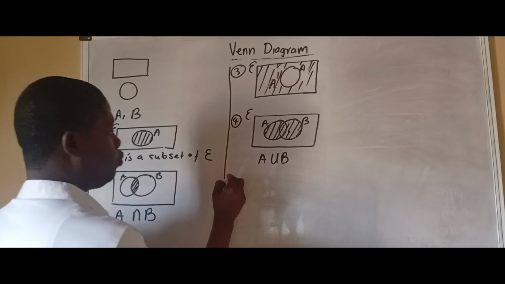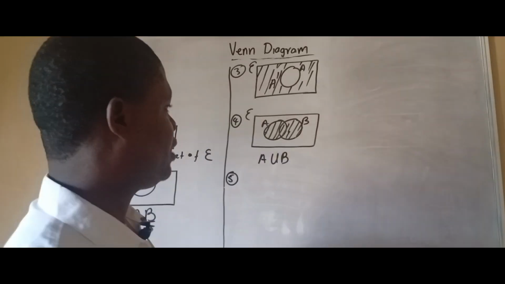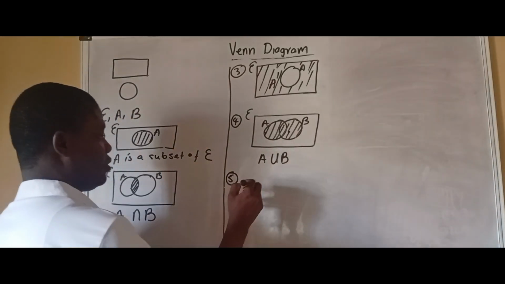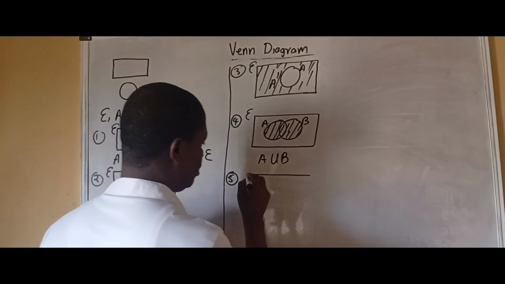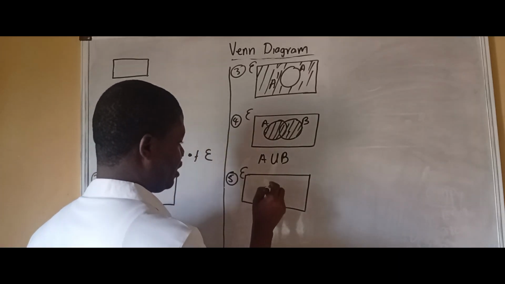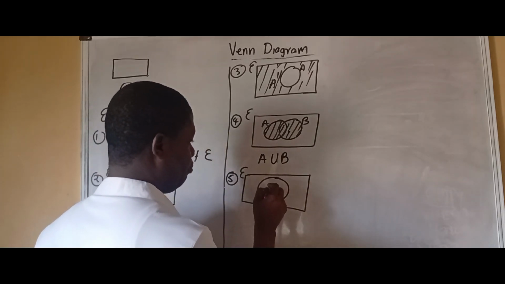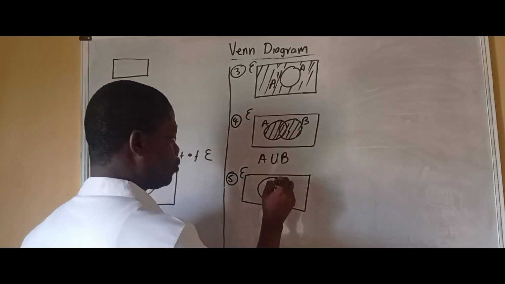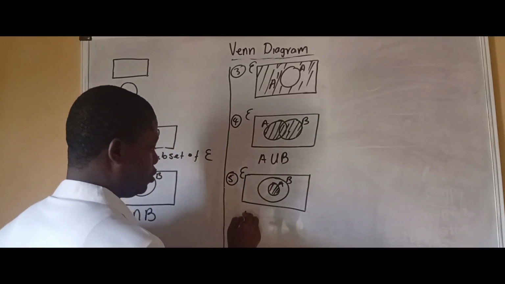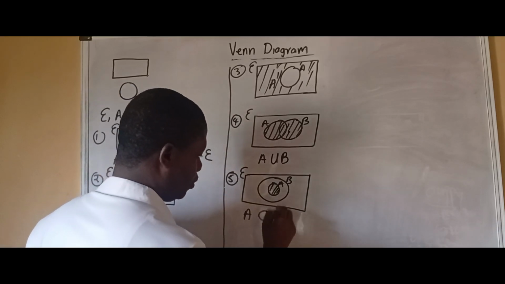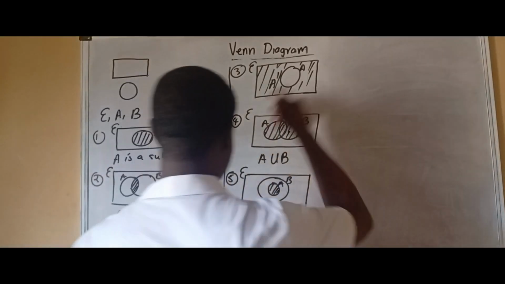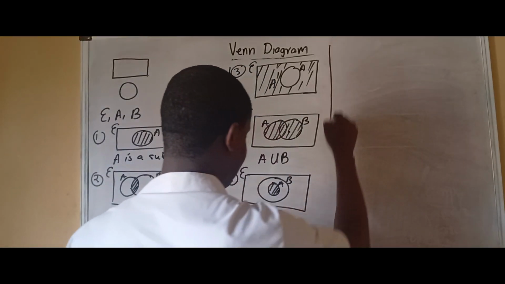The fifth one we want to look at is if set A is a subset of set B. How do you represent that? If you have set A as a subset of set B, this is our universal set, this is our set B. That means set A is contained inside set B, okay? So this is A is a subset of set B, right?